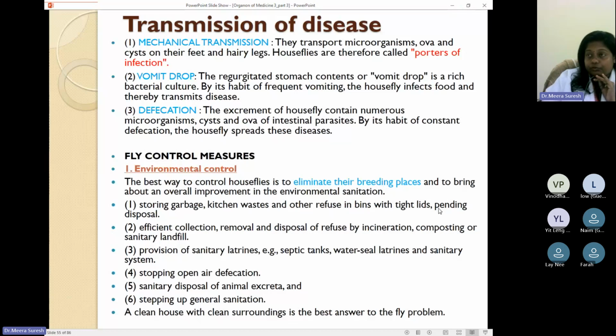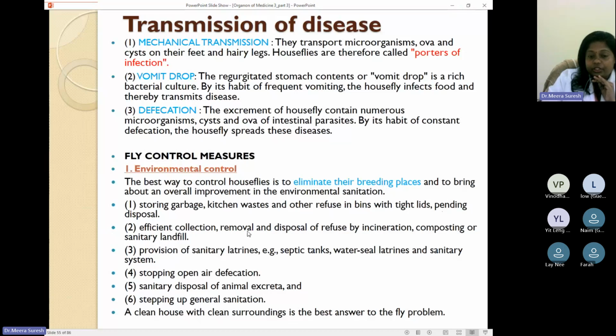And it shouldn't be kept for long, pending disposal, because if it is organic waste or food materials, it should be cleared from the house as early as possible. Not just from the house, even if it is accumulating in a common waste disposal area, that also should be cleared regularly.